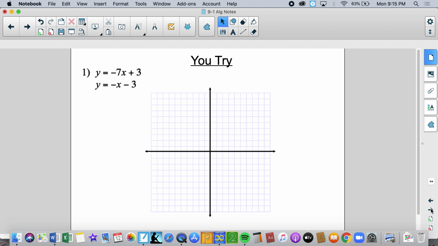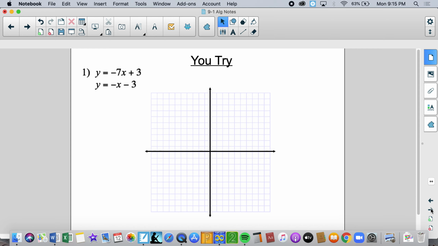Try this one. I'll give you a couple seconds. You should pause the video. I want you to graph both of these equations and then tell me where the point of intersection is, the solution to the system. When you're ready, push play.